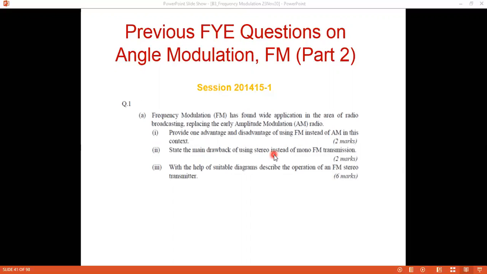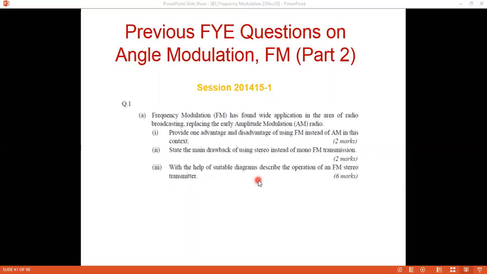Next, the main drawback of using stereo. Drawback is another word for disadvantage. What is the disadvantage? We know the advantage of FM stereo from our third lecture: it produces a more natural, high quality audio signal, but it has a problem. The drawback is that it is more complicated and uses large bandwidth.